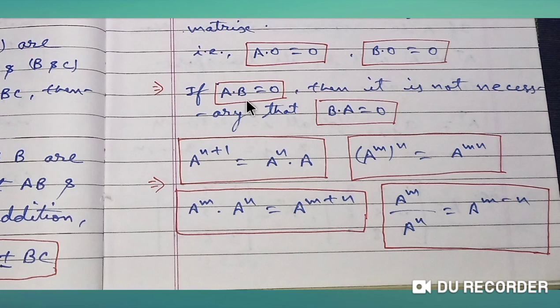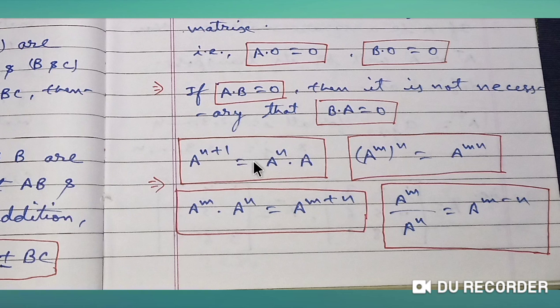This says that if AB is O, then it is not necessary that B dot A will be 0. Some time ago I was explaining the concept that AB is not equal to BA. So if AB is not equal to BA, then it is also not necessary that if A dot B is 0, then B dot A must be 0. It may or may not be, because the AB matrix is different and the BA matrix is different. They are not equal, so it may or may not be 0. It depends on the situation or the elements.